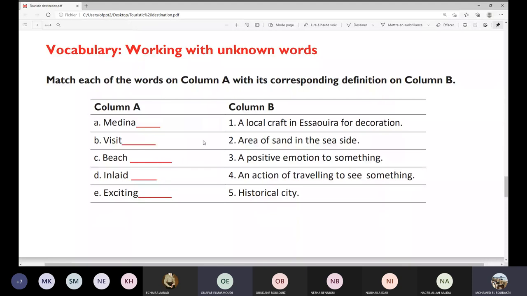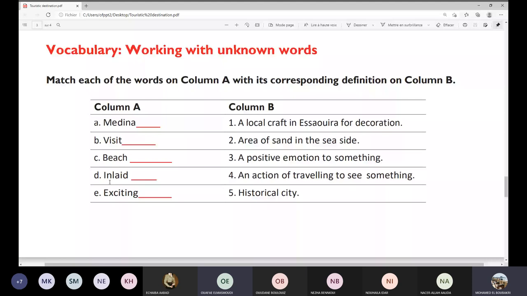That's correct. And of course, it gives like a place to tourists, of course, to enjoy. Like see something new. The sunsets and so. And of course, some sportive activities. D? And then there's a local craft in Essaouira for decoration.